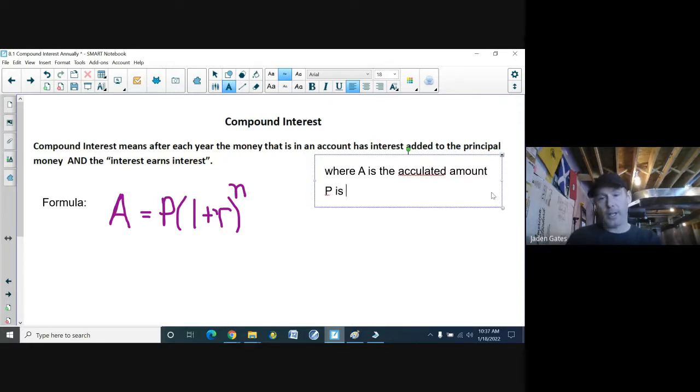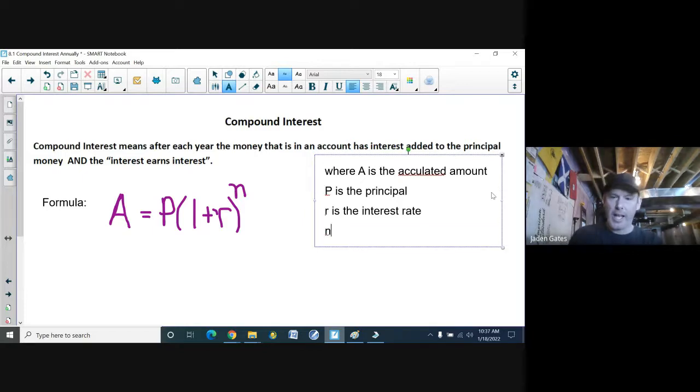P is the principal still. So that's either the amount of money that you're borrowing or that you're lending. R is the interest rate. That's the same. One's a little different that we never had before, and that's N. And that is the number of years. All right, so there's our formula.